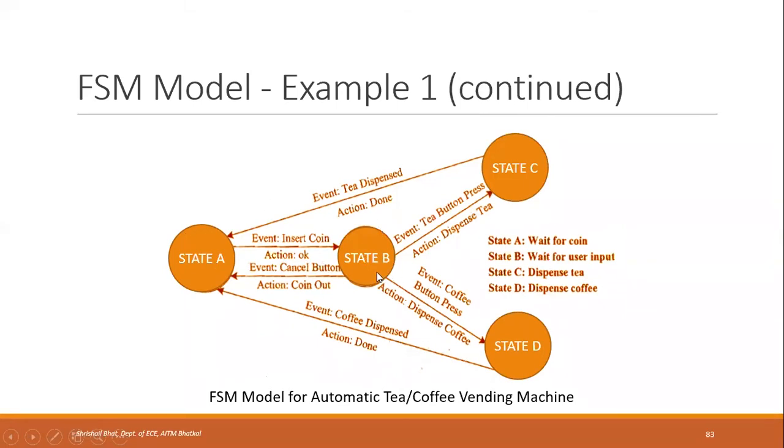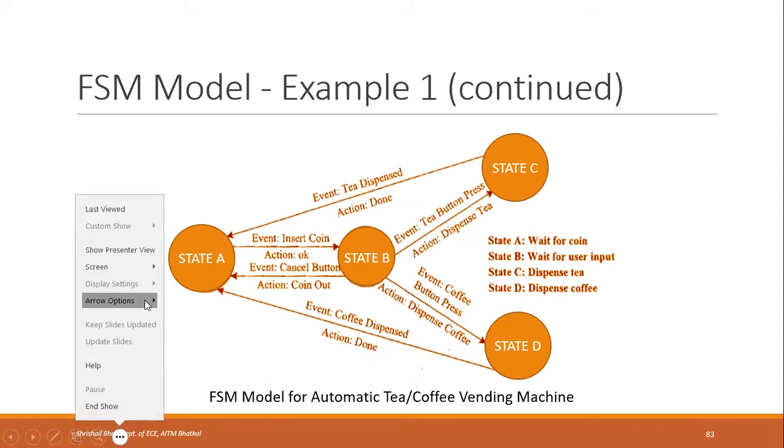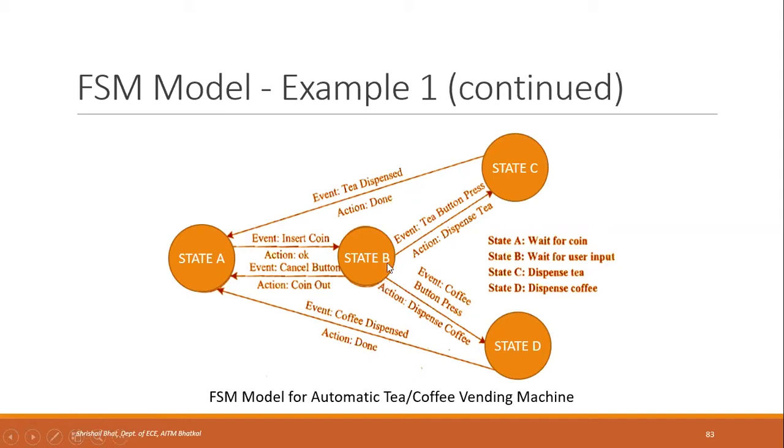That means once the user inserts the coin, he has to enter a particular input. There can be three inputs that the user can give. In state B, again it will be waiting for user input. This is also a waiting state. The user can input one of three things: tea, coffee or cancel. In case the user presses the T button, the machine should dispense tea. So when it is in state B, waiting for user input, suppose the event that has occurred is the T button press. That is an event.